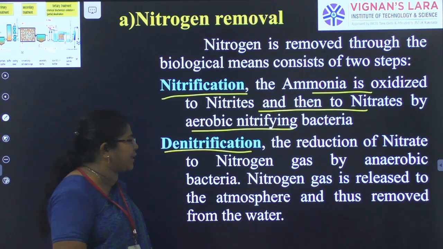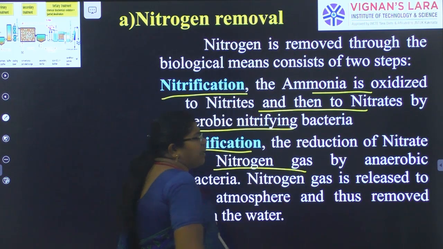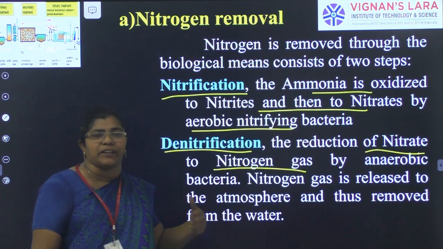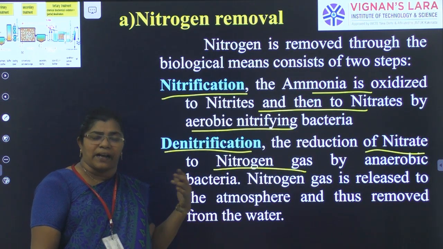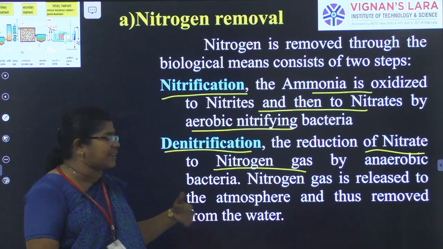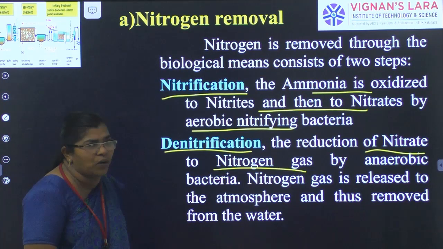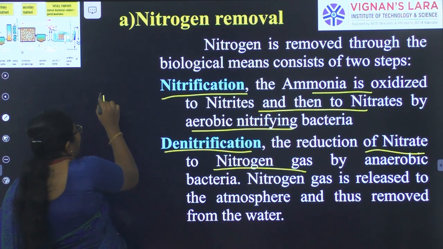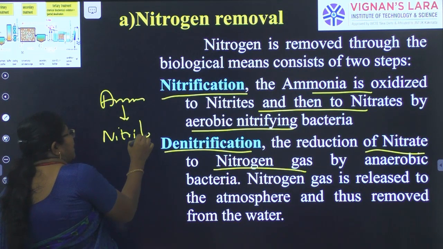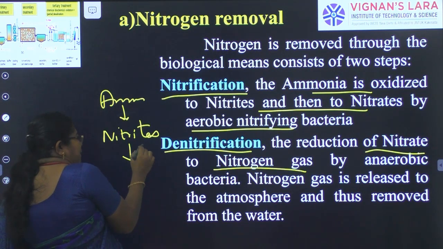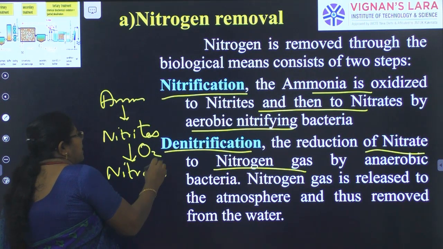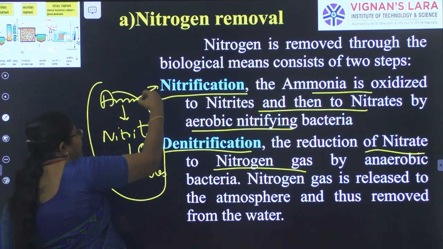Again, the nitrate will be converted to nitrogen gas by anaerobic bacteria, which we call the denitrification process. The nitrogen gas is released to the atmosphere and is removed from the water. So from ammonia we go to nitrites. Nitrites, in the presence of oxygen, will form nitrates. This process we call the nitrification process.